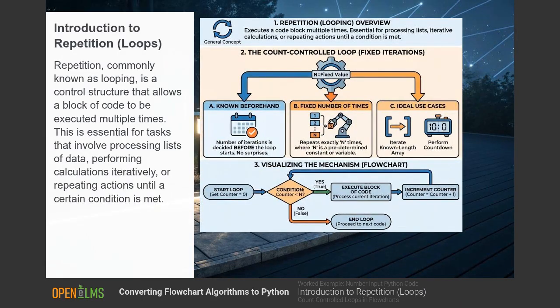Introduction to repetition, loops. Repetition, commonly known as looping, is a control structure that allows a block of code to be executed multiple times. This is essential for tasks that involve processing lists of data, performing calculations iteratively, or repeating actions until a certain condition is met.